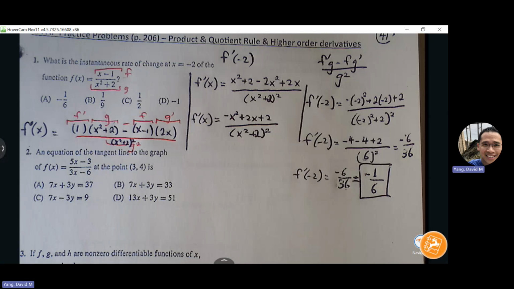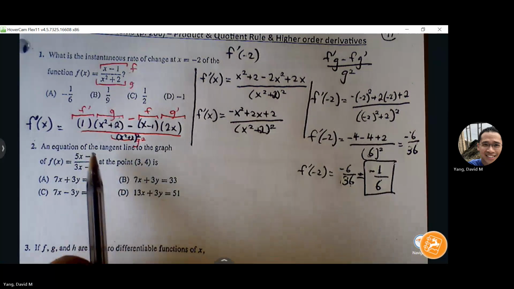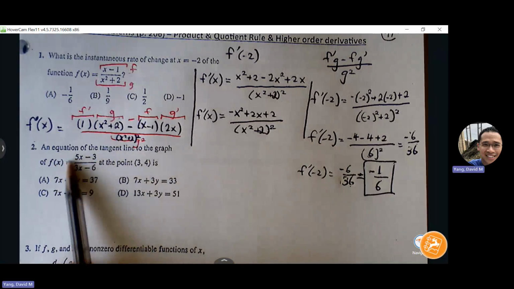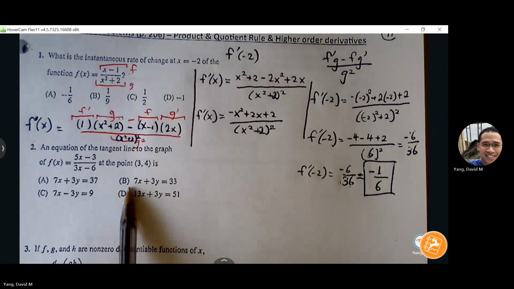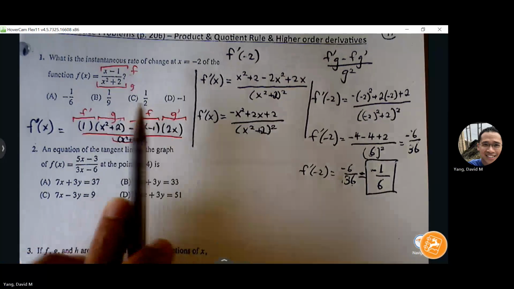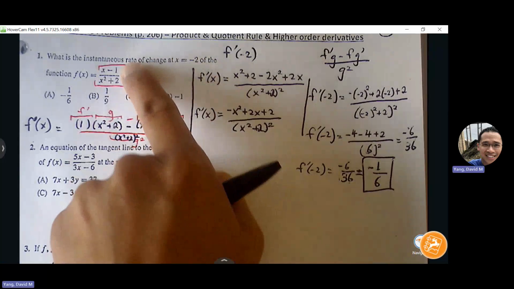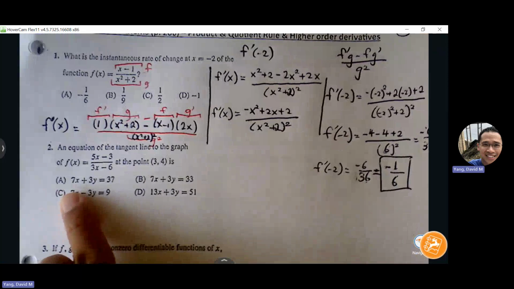Okay, questions? Okay, number 2, it says an equation of the tangent line to the graph at point 3, 4 is. So this is just one step beyond number 1. Okay. Here I have the slope. If I want to find the ordered pair, I will plug in and find the y value. And from there, I'll do point slope form. y minus y1 equals m times x minus x1.